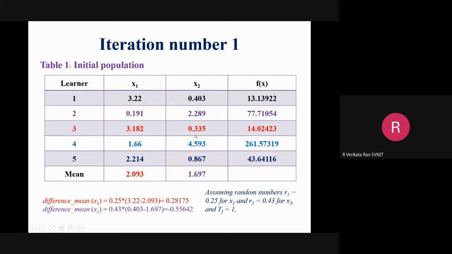Then similarly you calculate for x2. Difference mean x2 uses some other random number, any number between 0 to 1. Suppose it is 0.43. This random number 0.43 is multiplied by best x2. Best x2 is 0.403 because best fx is 13.13922, and corresponding to that, best x2 is 0.403. So best x2 minus mean of x2, where mean of x2 is 1.697. You substitute that, and difference mean x2 comes as minus 0.55642. This is the way we calculate it. This is table 1.